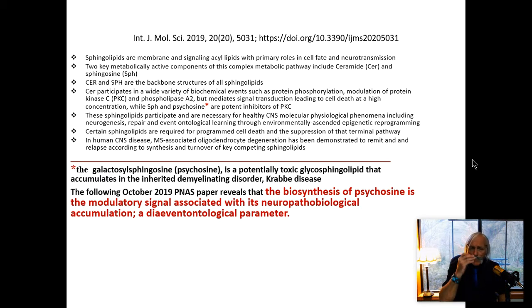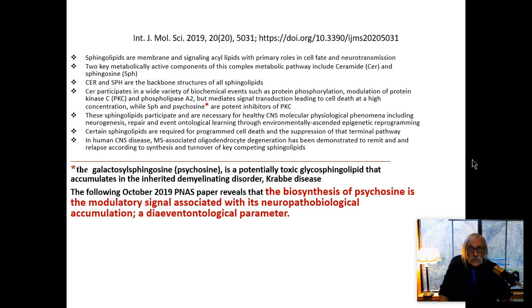So what else we want to say here? All those sphingolipids we just mentioned, 2 major families, of course, participate or are necessary for healthy central nervous system molecular physiological phenomena. They include neurogenesis, repair, and event ontological learning, that is, knowledge-based learning, through environmentally ascended epigenetic reprogramming of gene expression. Certain sphingolipids are required for programmed cell death, like ceramide, and the suppression of that terminal pathway. So both things can occur, as I said. So they could be contrary, right?